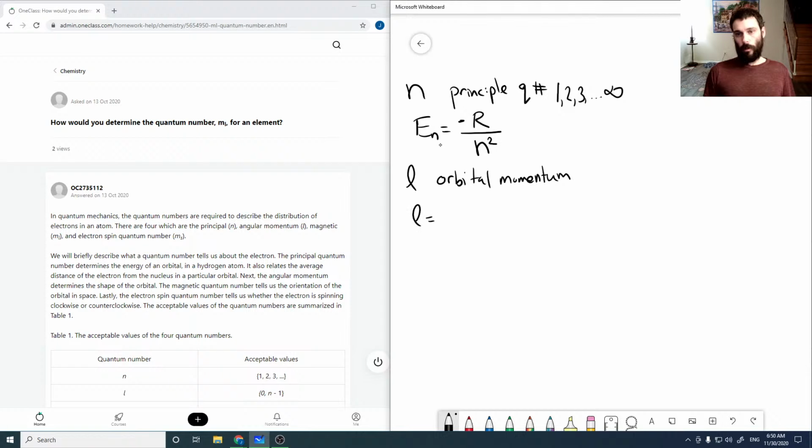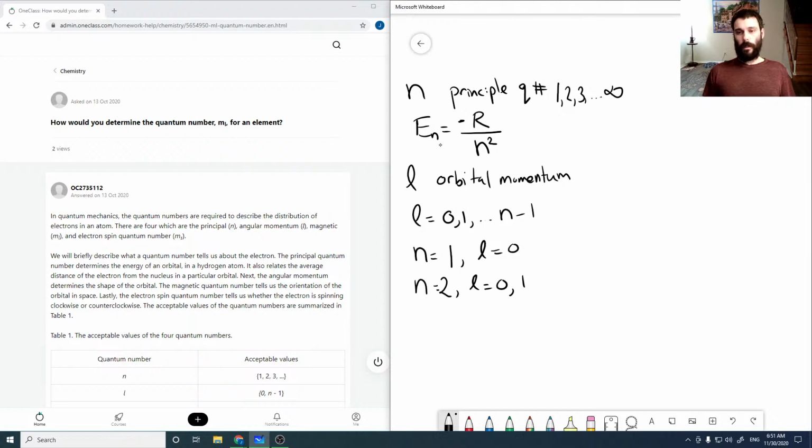So l goes from 0 up to n minus 1. So again, it takes integer values, but it only goes up to n minus 1. If n equals 1, then l can only equal 0. If n equals 2, then l can only be 0 or 1.